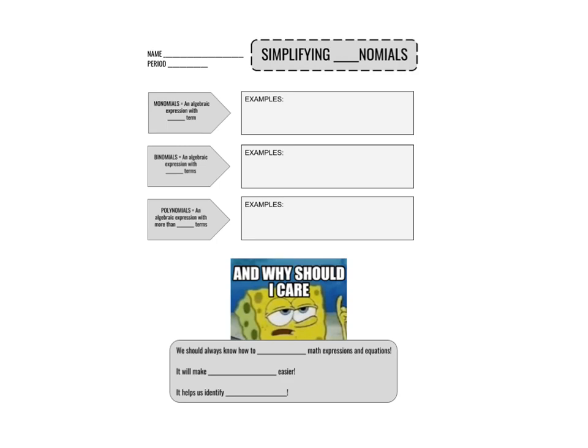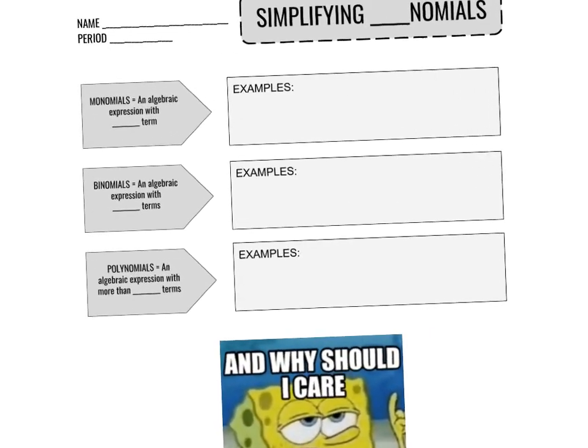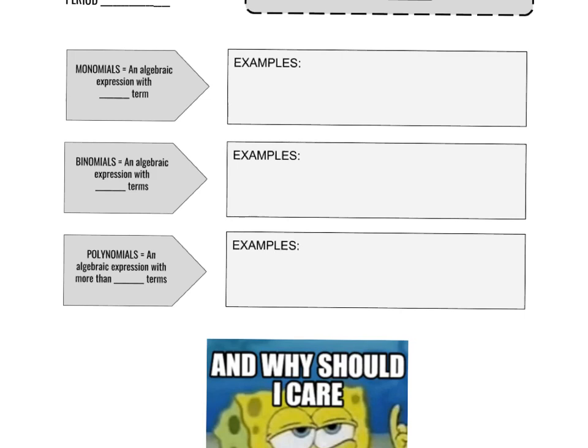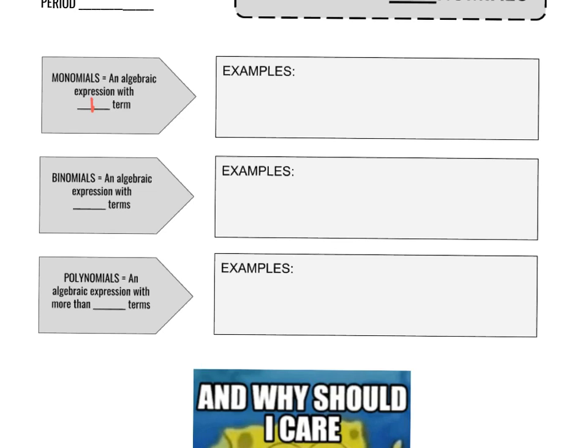The first thing we're going to look at is something called a monomial. A monomial is an algebraic expression with exactly one term. An example of a monomial would be 3x squared. That is one term. When we think of a term, we want to think of a coefficient, a variable, and an exponent, or just one thing. So no addition or subtraction in between.